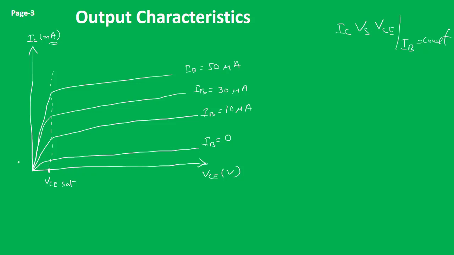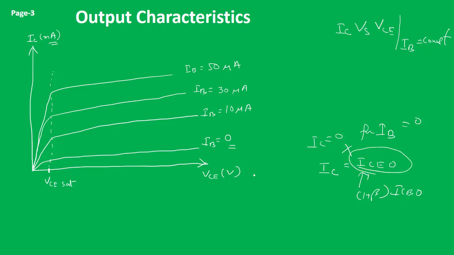The output characteristics variation will be like this. Now this is one interesting point. When IB equals 0, we are getting some value of IC. Ideally IC was supposed to be 0 for IB equal to 0, but it is not happening. IC has some finite value, which is IC equal to ICEO, which cannot be ignored like ICBO, because ICEO we have found to be (1 plus beta) times ICBO. So it has some finite magnitude.